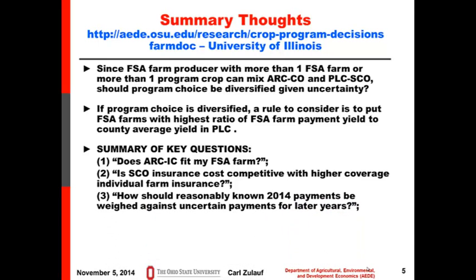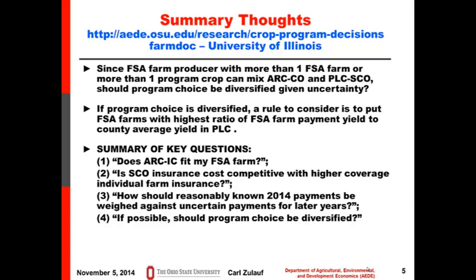Third question, one we've already discussed in the summary, is how should you weight the 2014 payment. It will be reasonably well known, not perfectly, but you will have significant information on it. How do you want to weight that when making your decision, because you will have so much uncertainty about the payments in the later years?